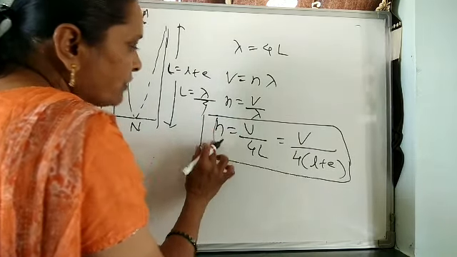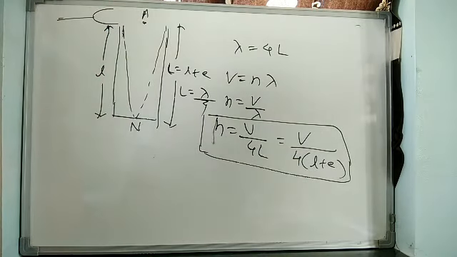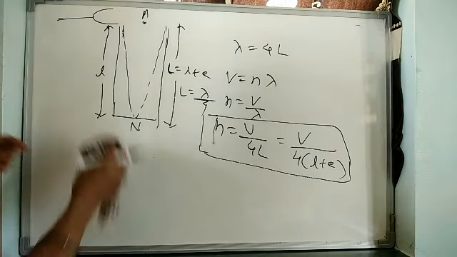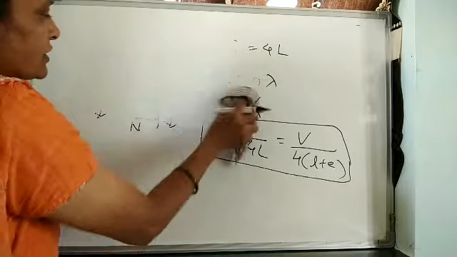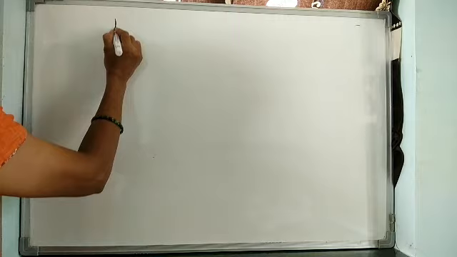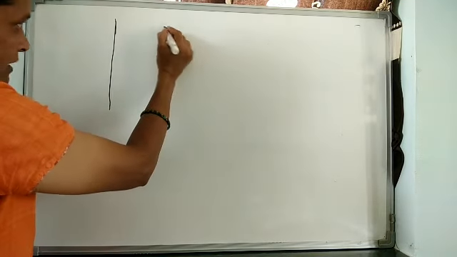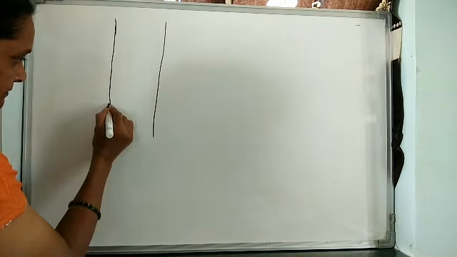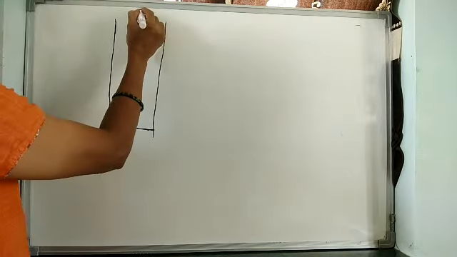The fundamental frequency of vibration of an air column in a pipe closed at one end is n is equal to V upon 4L. Related to end correction, we have written that n is equal to V upon 4(L plus E). Now, the air column can vibrate. The next mode of vibrations of an air column in a pipe closed at one end, that is shown here. There is also an antinode formed at this end.